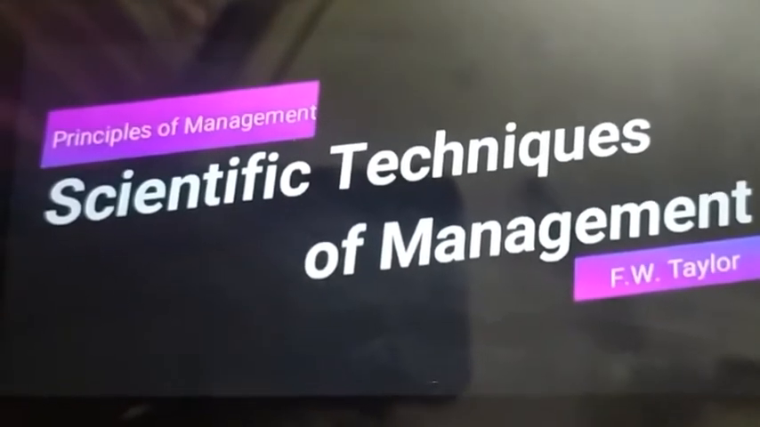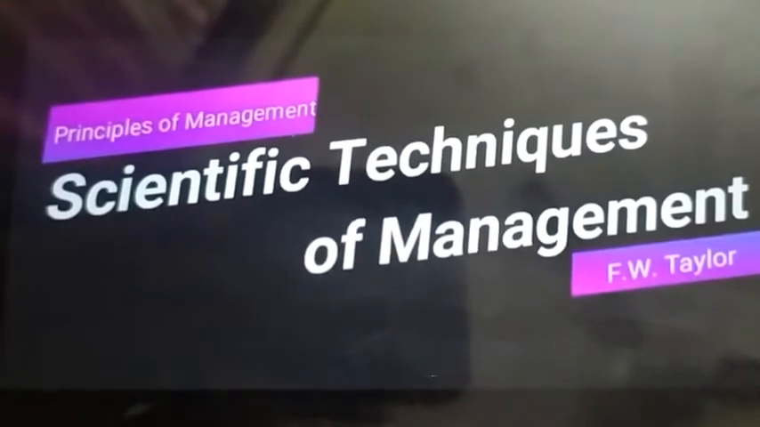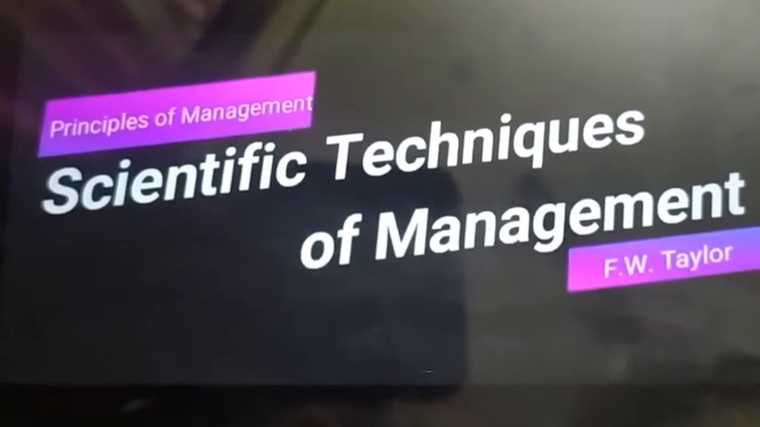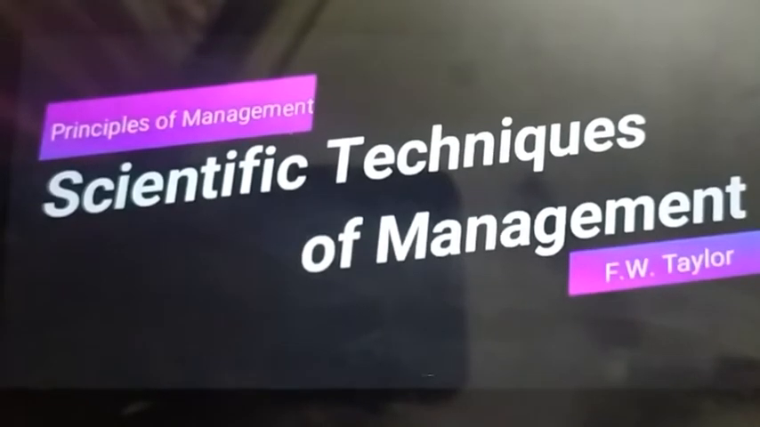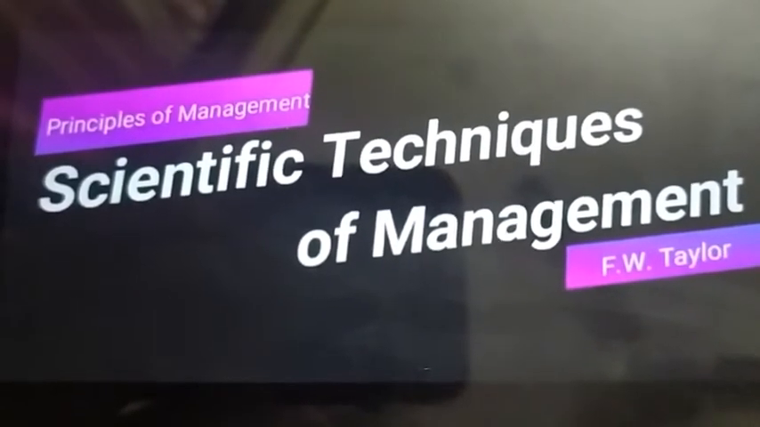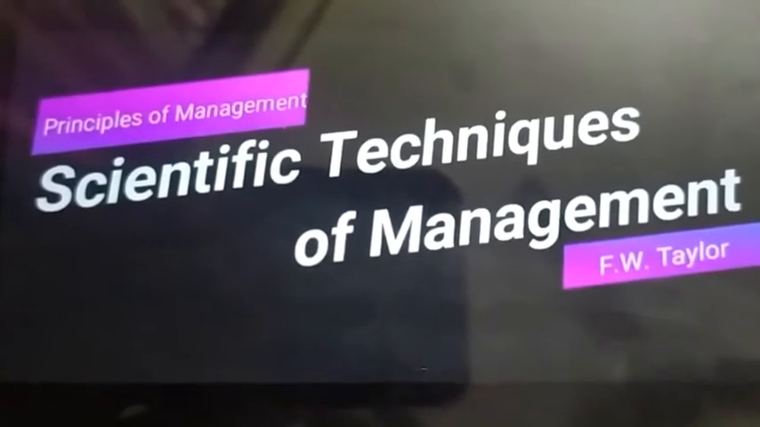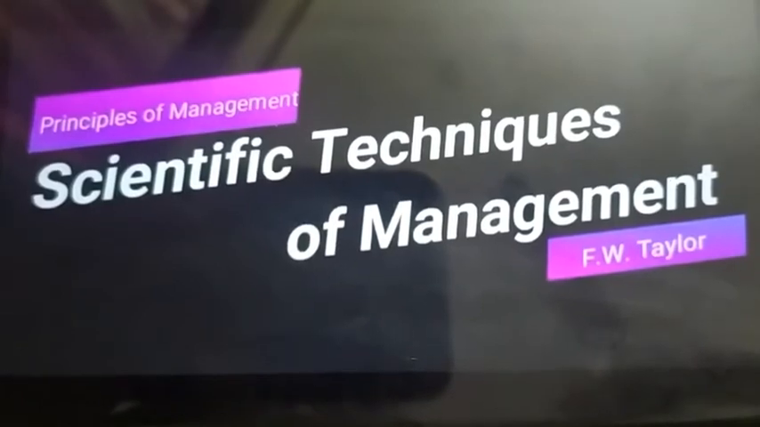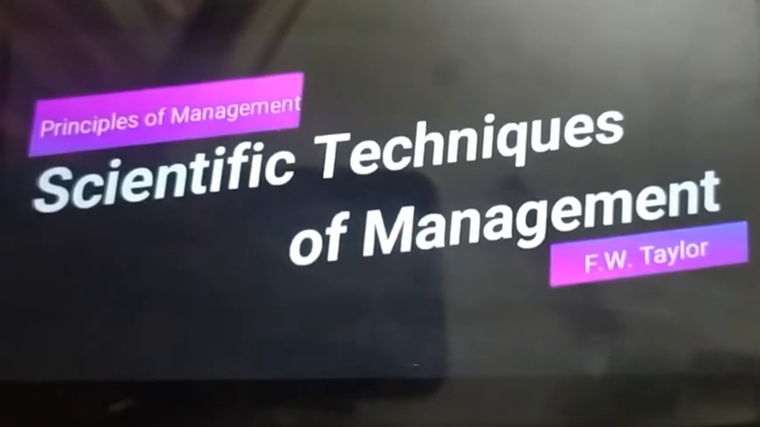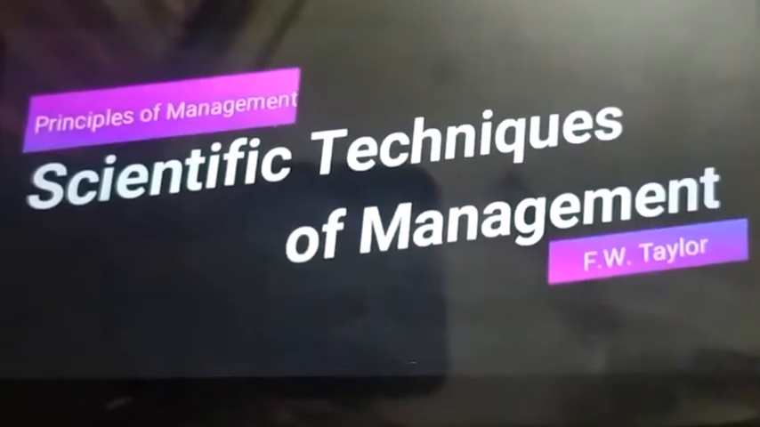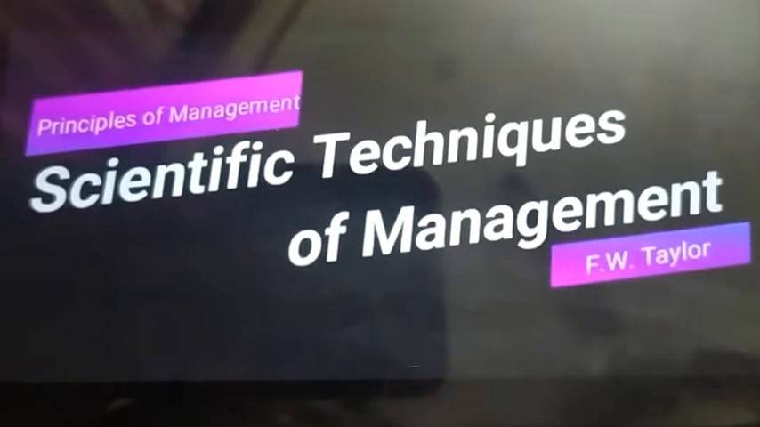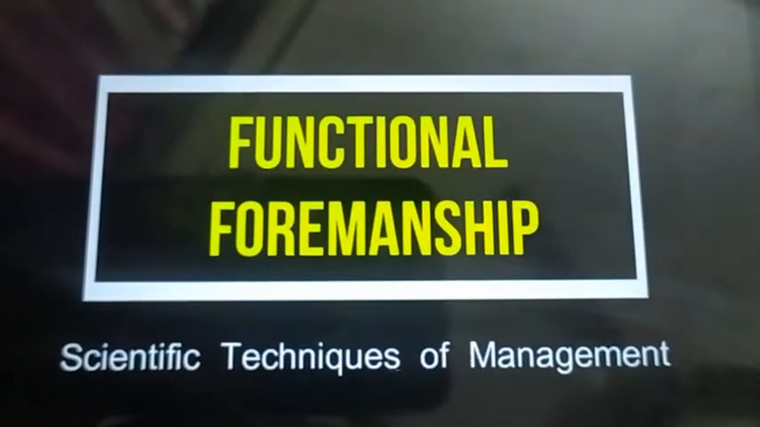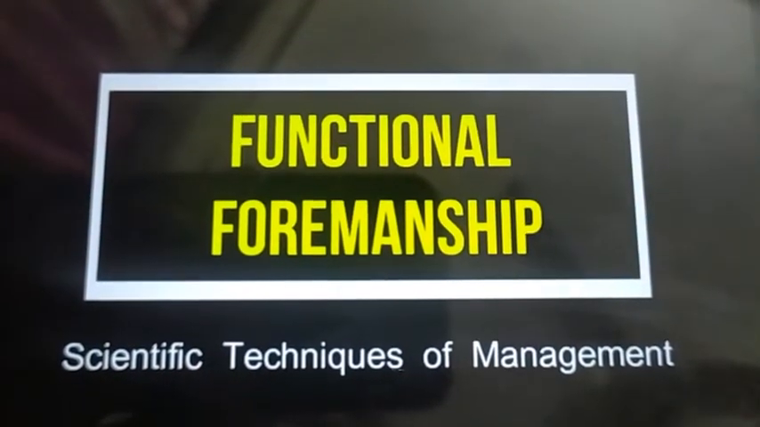All these techniques, when implemented in the best way, will lead to a standardized method of production, and will help to achieve optimum utilization of all the available resources. We are going to discuss the various techniques of scientific management, and there are 5 techniques. The first technique is known as functional foremanship.